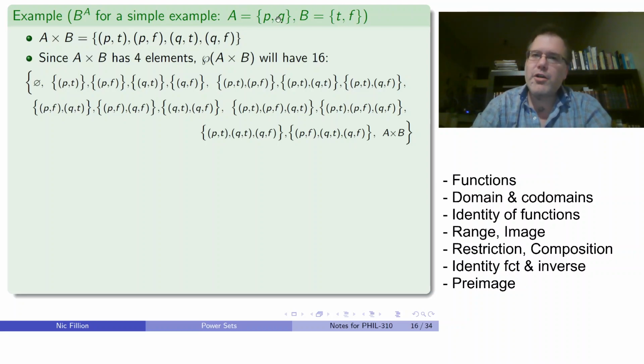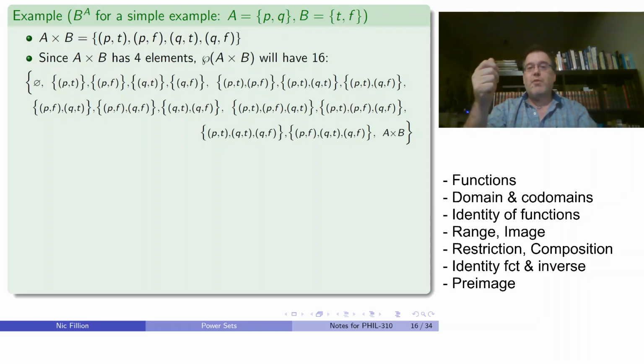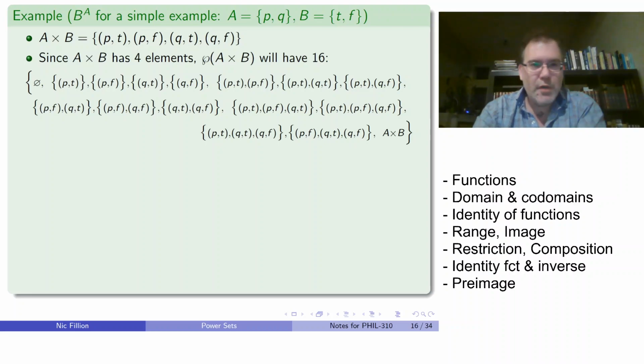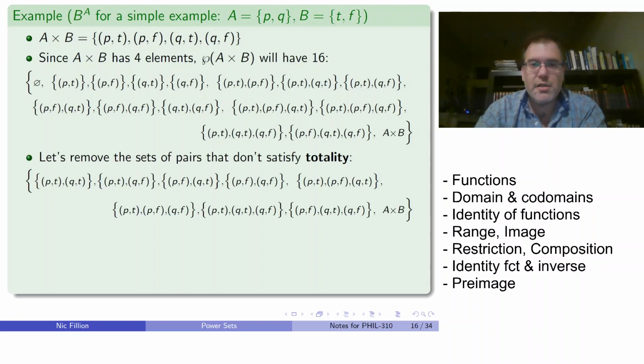So here our domain contains P and contains Q. So we want to make sure we have at least one pair that starts with P and at least one pair that starts with Q. So the empty set is out. Those 4 sets here are out. So let's just restrict those a little bit. So we've managed to eliminate a few.